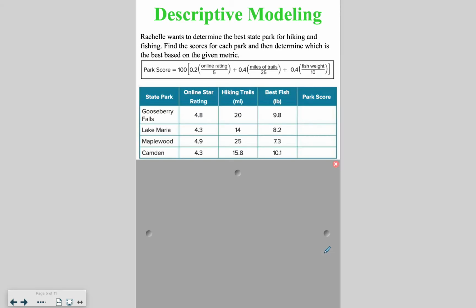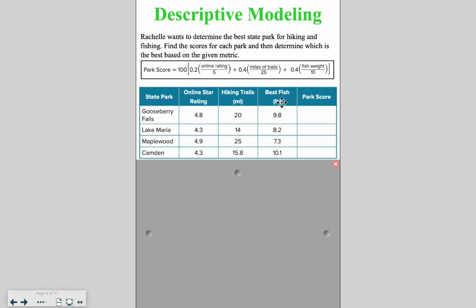Another example we're going to have here, Rochelle wants to determine the best state park for hiking and fishing. She's come up with this model that says a park score is 20%, so 0.2, based on the online rating, the rating that it has out of the 5 possible stars. 40% based on the miles of trails, taking the maximum trails and seeing how much of that any particular park has, plus 40% emphasis on the fishing weight, taking an average of 10 pounds, and dividing out what they have.